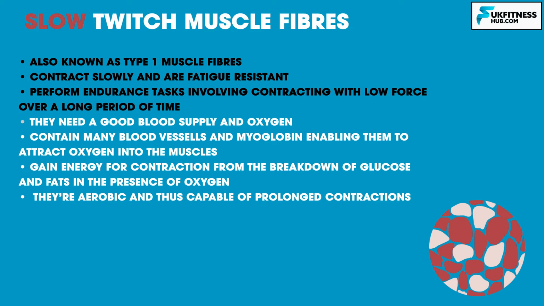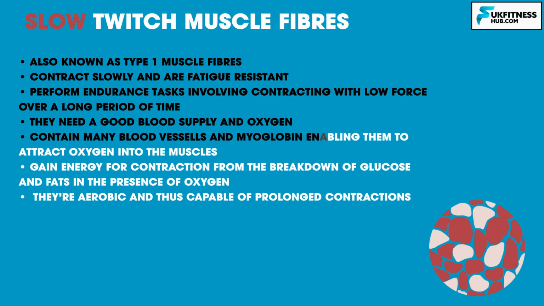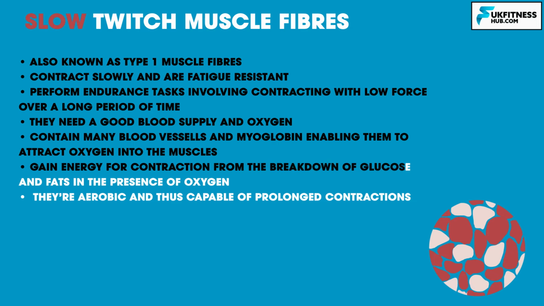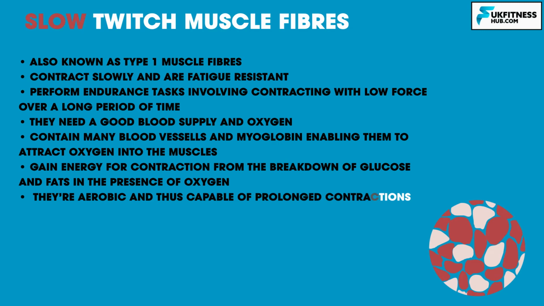In order for slow twitch fibers to perform these tasks, they need to have good blood supply and be provided with oxygen. Type 1 fibers contain many blood vessels as well as red-coloured protein myoglobin, which enables them to attract oxygen into the muscles. Finally, slow twitch fibers gain energy for contraction from the breakdown of glucose and fats in the presence of oxygen. This means that they are aerobic and thus capable of prolonged contractions.